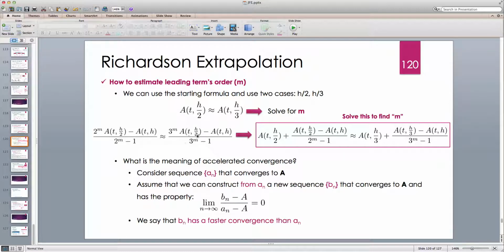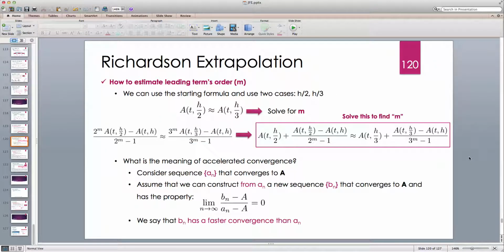And then we said that we can also do a very simple approximation of what the order of magnitude of the error is. Sometimes we don't know that. In order to do that, we just take h over 2 and h over 3 and make the first recursion terms equal to each other, and from that we can solve for m here.